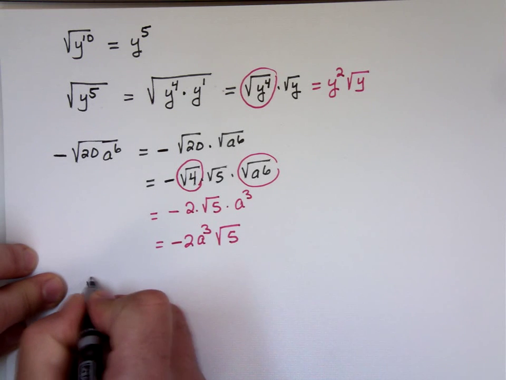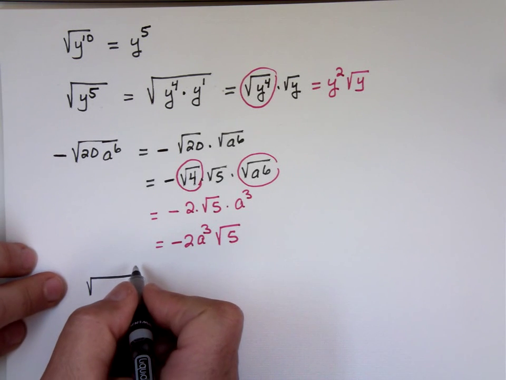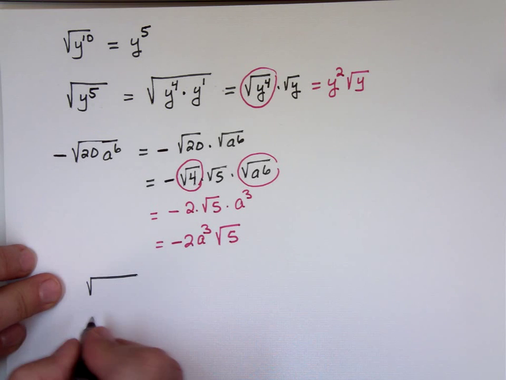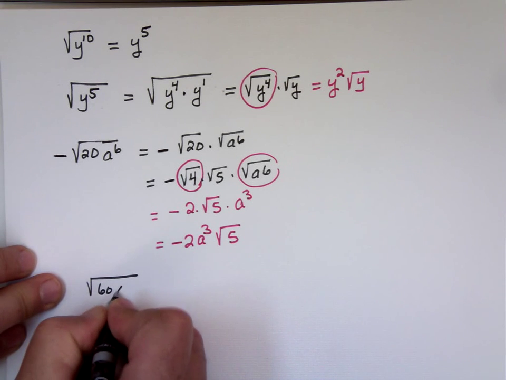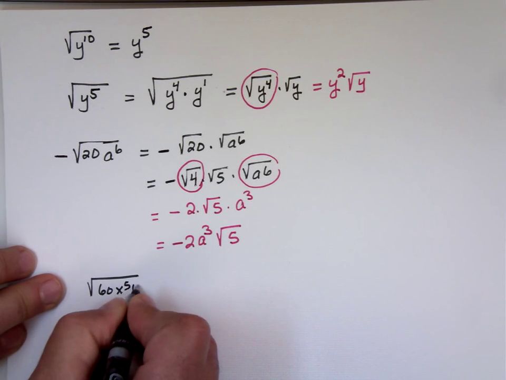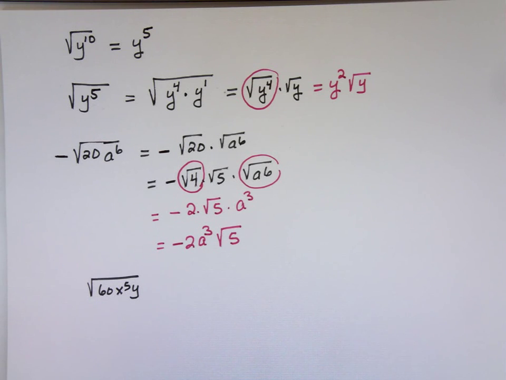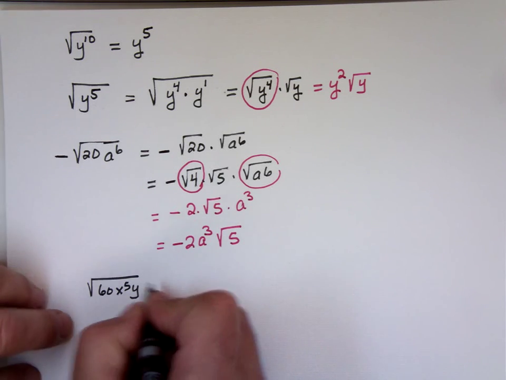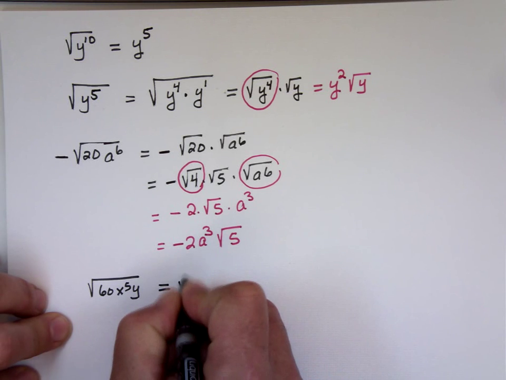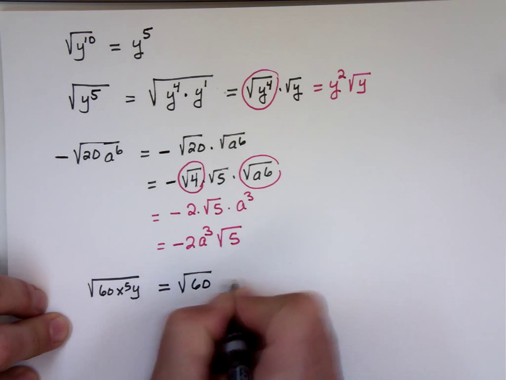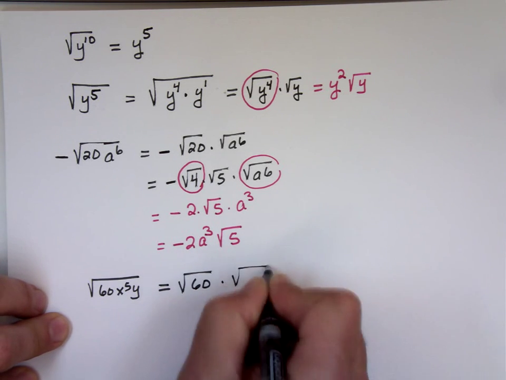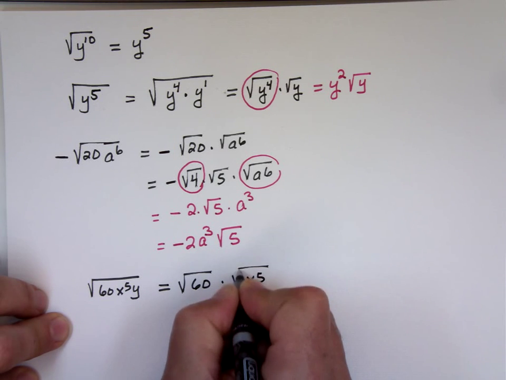The square root of 60x to the 5th times y. I can break this one down, the square root of 60 times the square root of x to the 5th times the square root of y.